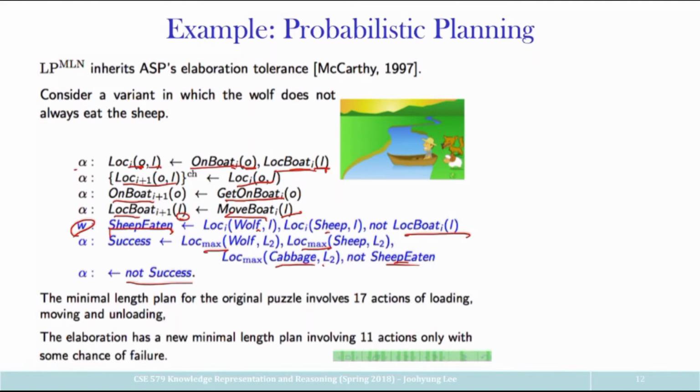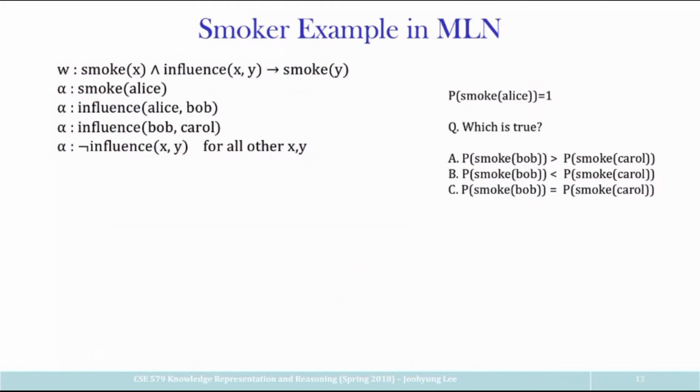All right, so this is it. Okay, let's go back to the smoker example. It's a slightly different version of the smoker example. And here is another Socratic question that we are going to do.